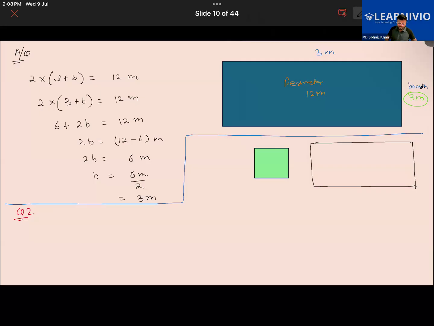Okay, so for the answer, the rectangle is having side lengths 5 centimeter and 3 centimeter. So we have to find the perimeter. For the perimeter, we have to do 2 into L plus B. So it will be 2 into 8, which is 16.